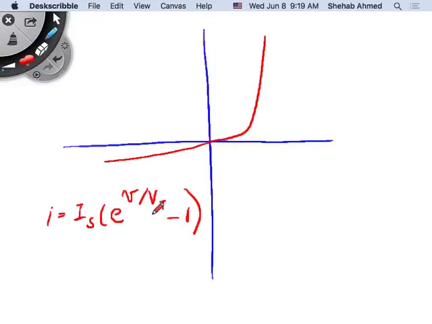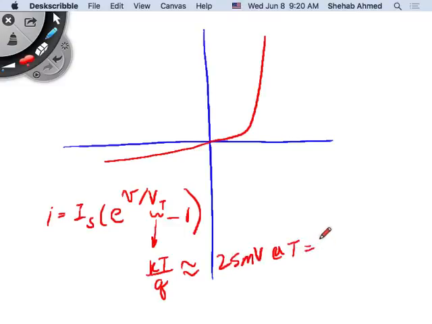In this case we said that Vt is called the thermal voltage, and it's a constant that is temperature dependent, and it's equal to k times temperature divided by charge. This is a temperature dependent constant that we found was equal to approximately 25 millivolts at room temperature. So at T equal to 25 degrees C, we calculated Vt, the thermal voltage, to be 25 millivolts.